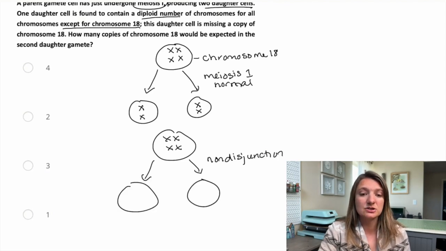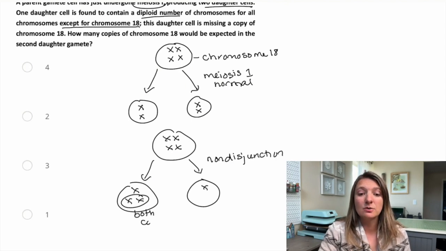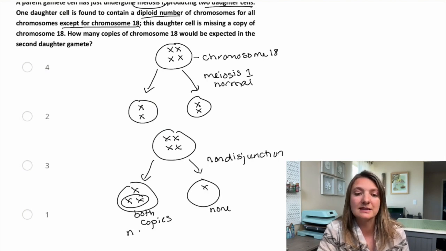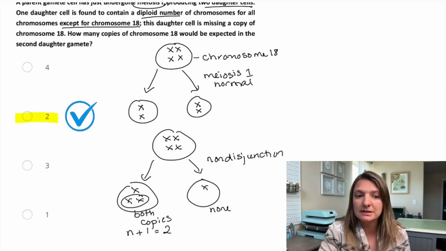So what you're seeing here is, in one of your daughter cells, that same X, and then that second copy being pulled along with it. You are left with both copies in one of the daughter cells, and in the second daughter cell, none. So they gave us that we have none, and they're asking, what's in that other daughter cell? We have n, which is our normal number, plus 1. The normal number would be 1, so 1 plus 1 is going to be 2. That's going to give our answer.